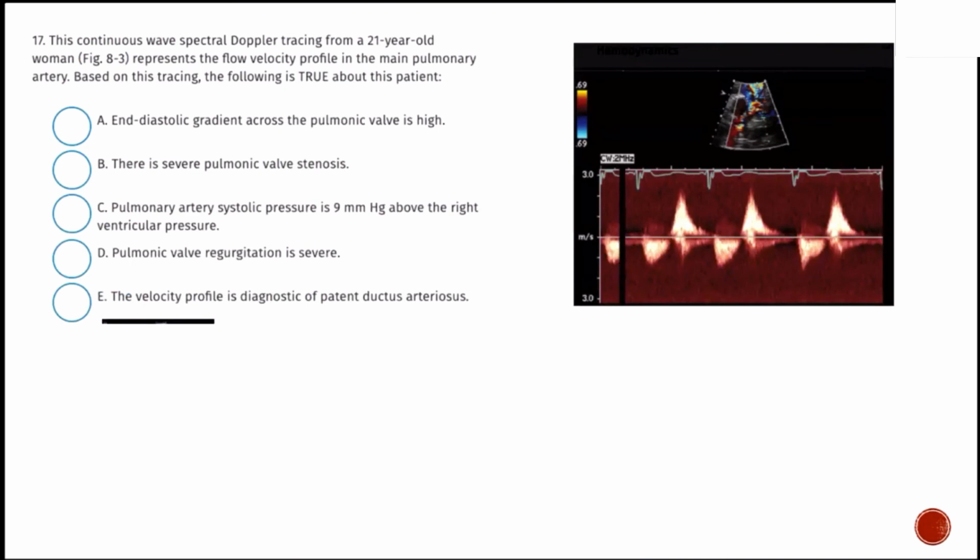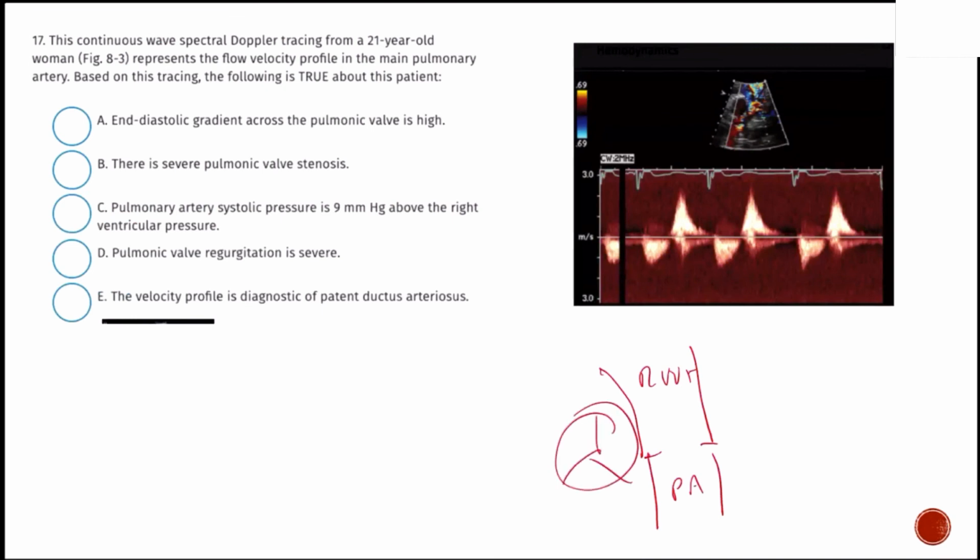And then this continuous wave spectral Doppler tracing from a 21-year-old woman represents the flow velocity profile in the main pulmonary artery based on tracing. Which of the following is true about this patient? So we have a pulmonary artery, right? So let's go back to our images, right? Valve, RVOT, pulmonary artery, right?